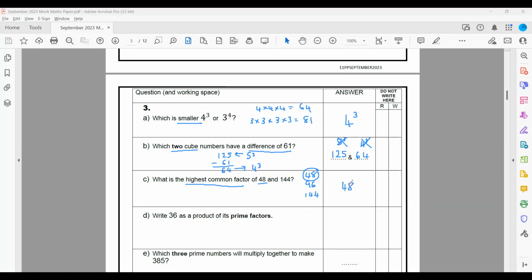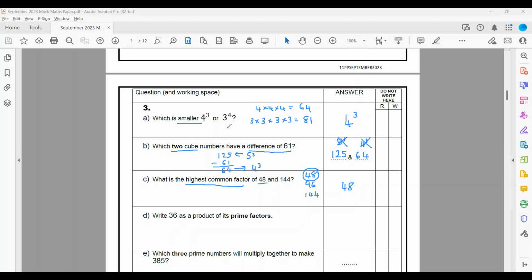Now they share other common factors like 4, 12, 24, but we're looking for the highest common factor. So the biggest number that will go into both, well, 48 will go into 48 and it will also go into 144 three times. So that is our highest common factor.